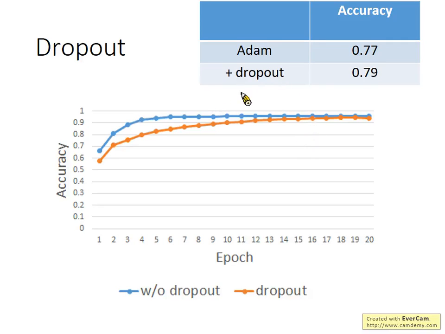And for dropout, if we train without dropout, we have higher training accuracy. If we train with dropout, we have slightly lower training accuracy. However, the testing accuracy may be higher. Here we show the testing accuracy, which may be higher.